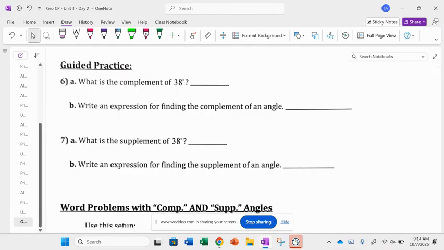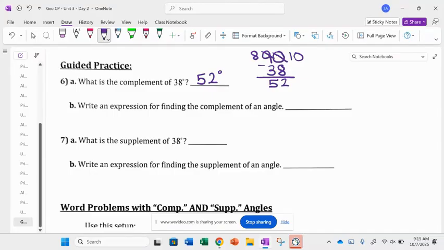What is the complement of 38 degrees? So how will I figure that out? Caitlin? You got it. Complement means they add up to 90. So the complement of 38 degrees will be 90 minus 38. So I'm going to borrow here. This becomes 10. This becomes 8. 10 minus 8 is 2. 8 minus 3 is 5. So this is 52 degrees.